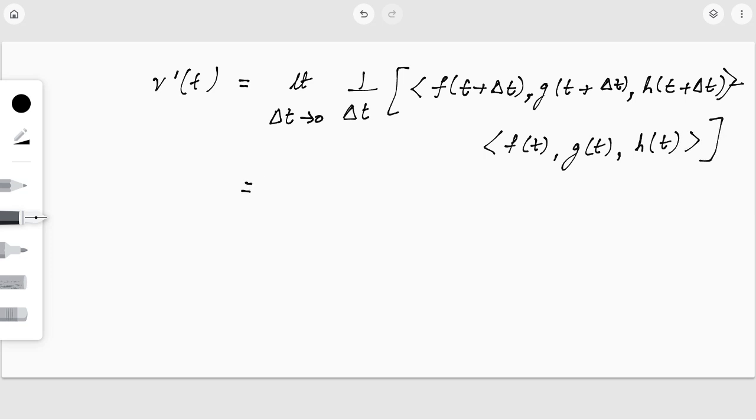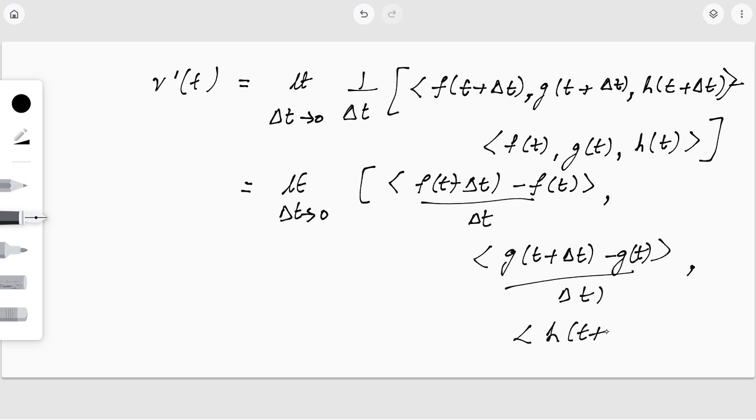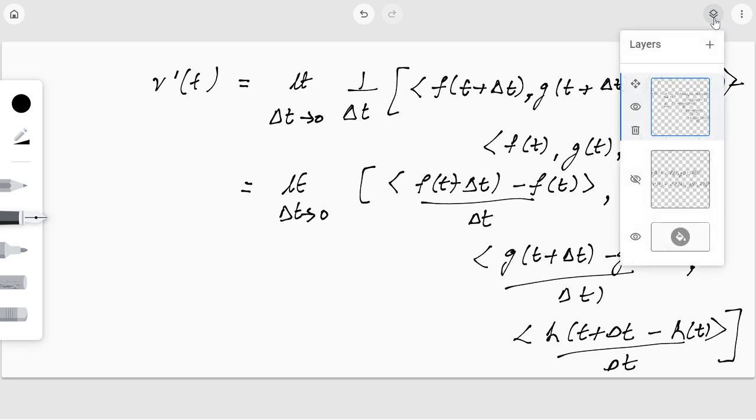Now taking 1 by delta t inside, we get the limit as delta t tends to 0 of, using vector operation, f of t plus delta t minus f of t by delta t, comma, g of t plus delta t minus g of t by delta t, comma, h of t plus delta t minus h of t by delta t.